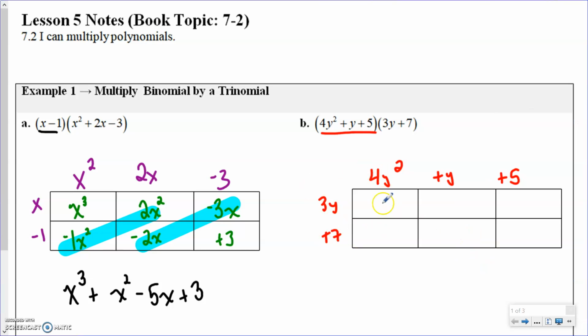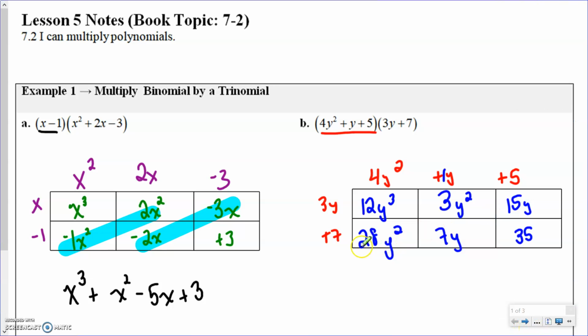Okay, for the second one, same idea. 3 times 4 is 12. y times y squared is y to the third. This is really a 1 here, so 3 times 1 is 3. y times y is y squared. And then 3 times 5 is 15y. Across the bottom, positive 7 times 4 is 28, and then we have a y squared. 7 times 1 is 7 with our y, and 7 times 5 is 35.